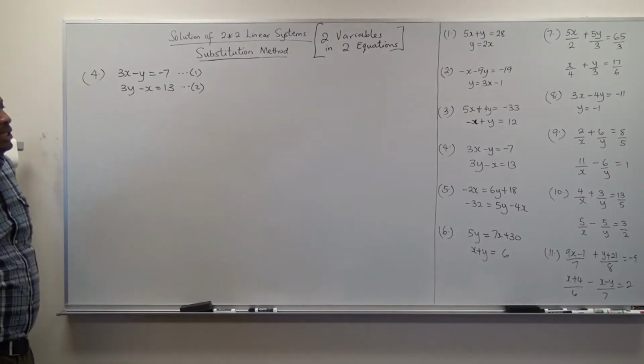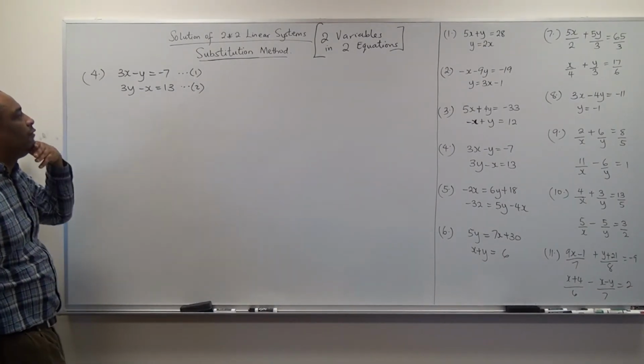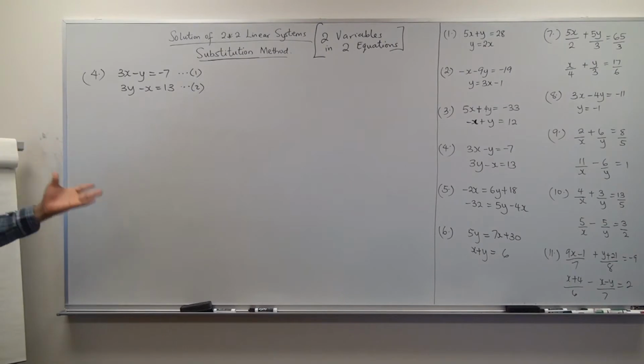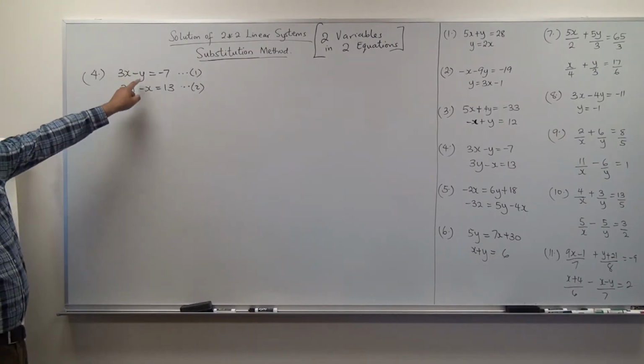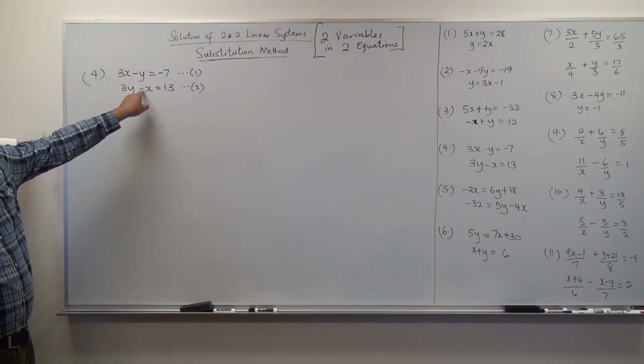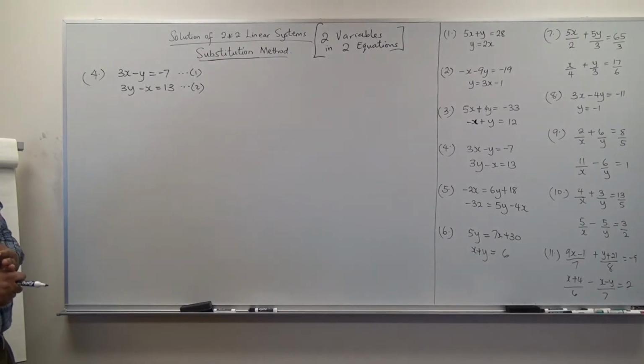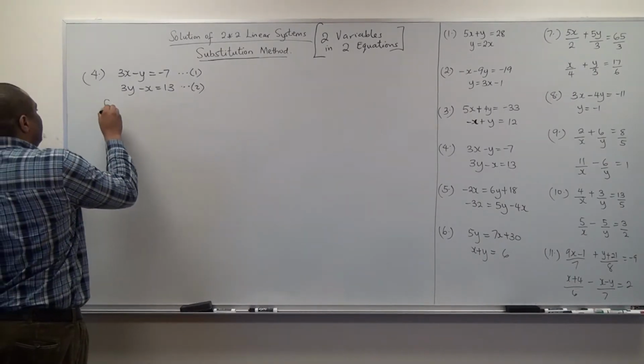Now let's move to question 4. In question 4, we still have the two equations, and of course, none of them is isolated. But in this case, the coefficient of y is negative 1 here, and the coefficient of x is negative 1 here. So we can actually use any of the equations. Let's start with probably equation 1. I think we've been using equation 2.